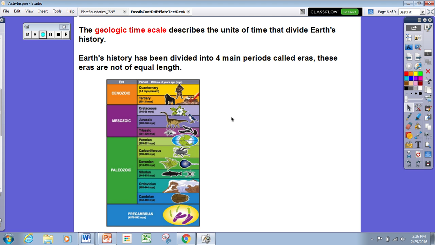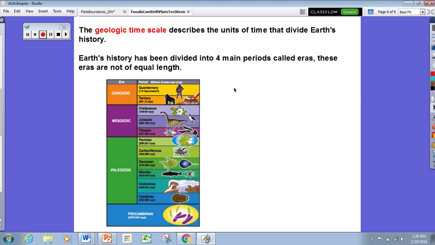The geologic time scale describes the units of time that divide Earth's history, and Earth's history has been divided into 4 main periods called eras. These eras are not of equal length. Some of the pictures we looked at in class had the geologic time scale going from left to right, but I found this one that goes bottom to top.